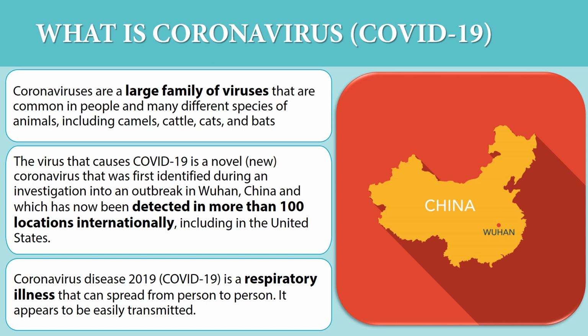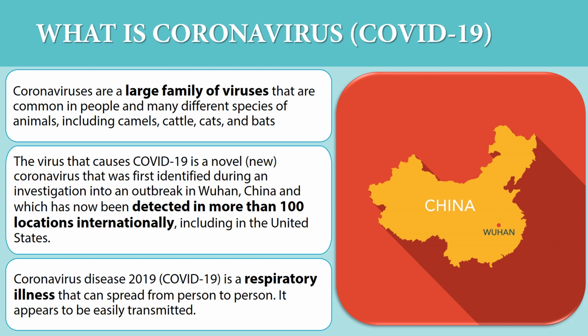So what is the coronavirus, also called COVID-19? The reason that we're calling it COVID, which is what I'm going to be referring to it as through the rest of this presentation, is the CO stands for corona, the VI stands for virus, and the D stands for disease, and it was first detected in 2019. So that's where COVID comes from. The coronaviruses are a large family of viruses that are common in people and many different species of animals, including camels, cattle, cats, and bats. Rarely, animal coronaviruses can infect people, and then they can spread between the animal and the people. And that happened with SARS, if you remember the SARS outbreak.